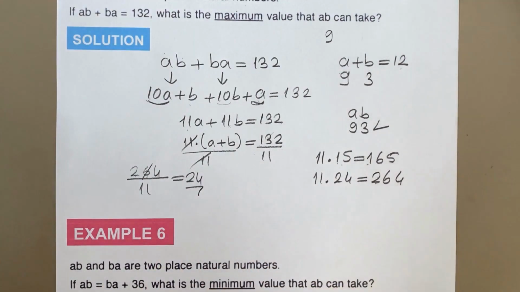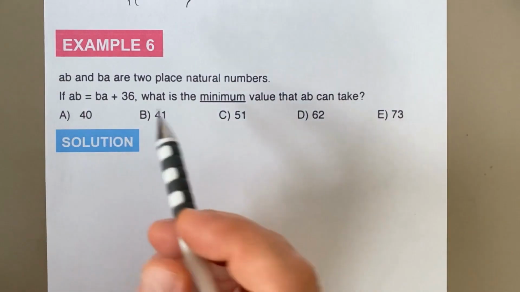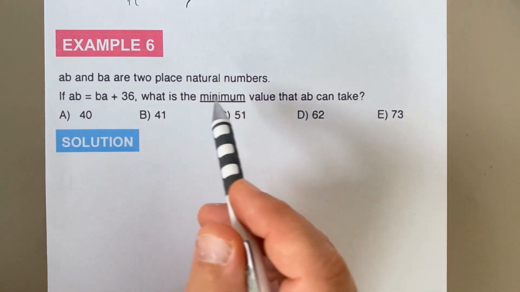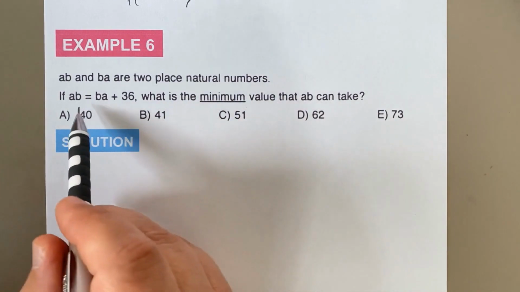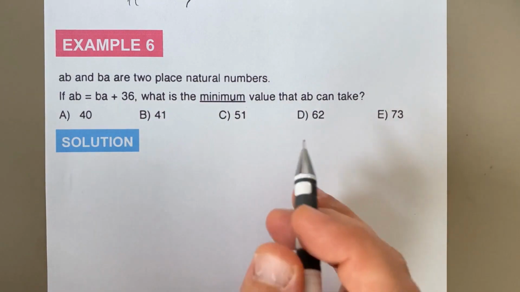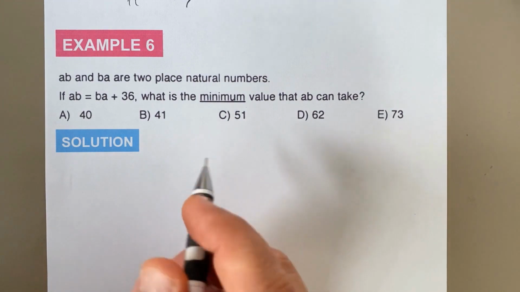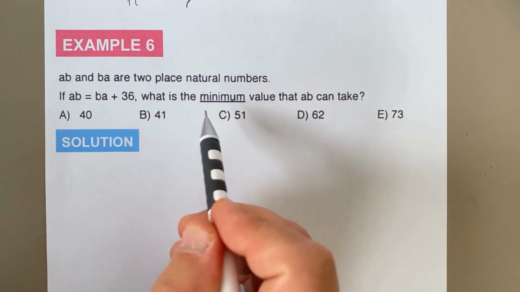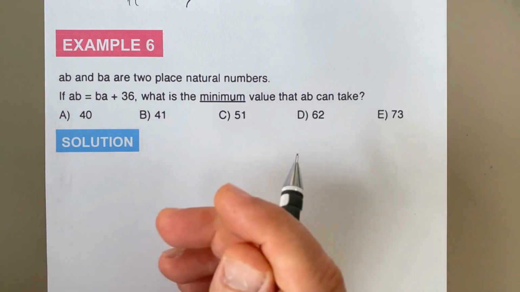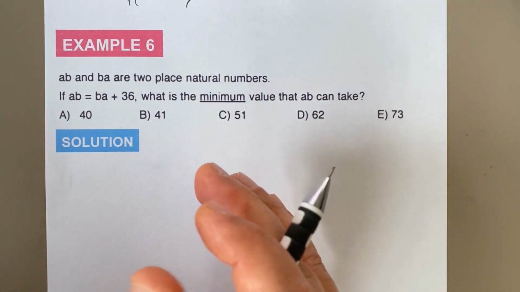Now, let's move on to the next exercise. Let's take a look at this question. AB and BA are both two-digit natural numbers. An equation has been given. What is the smallest value that the number AB can take? It asks. Now, look again. The term two-digit has come up. When we say two-digit, three-digit, four-digit, we should think about analysis.